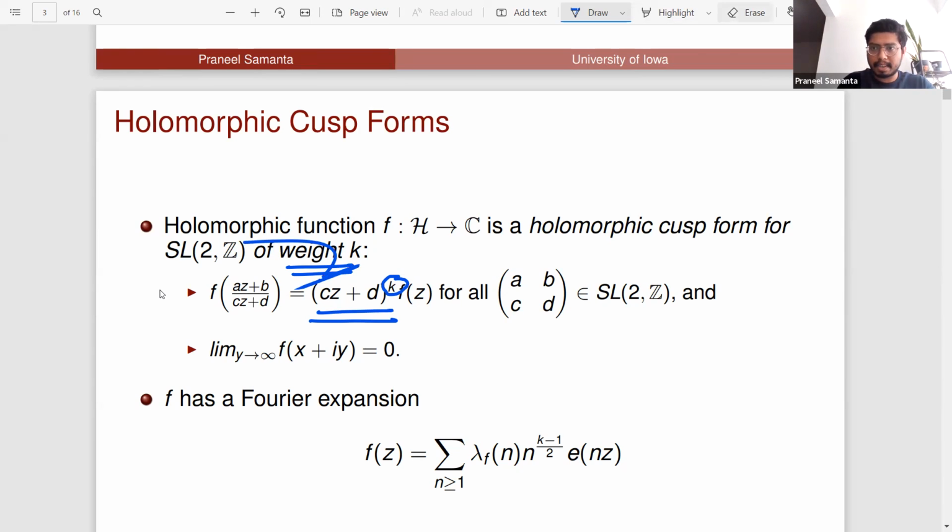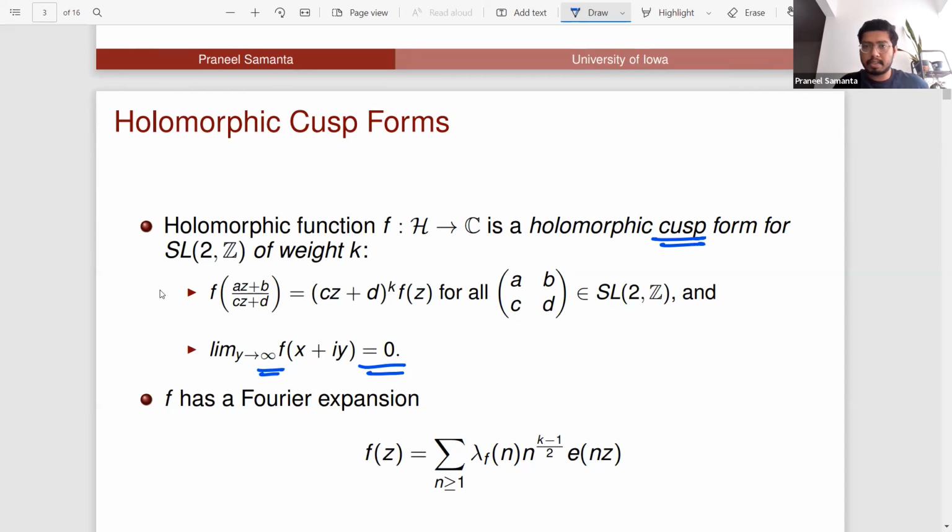All right. And the other thing that I need, which is something that makes it a cusp form, is that it decays to 0 as the imaginary part of z goes to infinity. So if my y goes to infinity, it's going to decay. That's the other part of something being a cusp form.